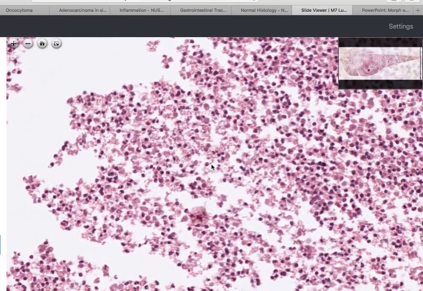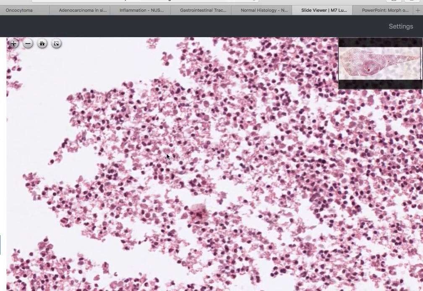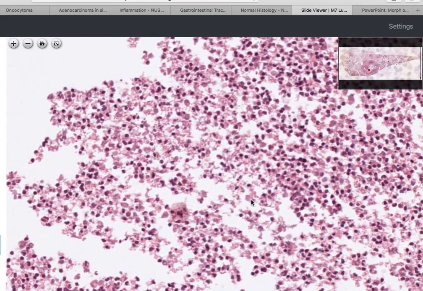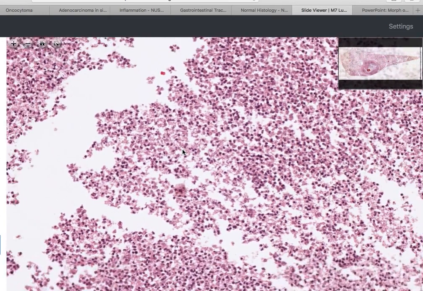And also there are many areas where you just see this pale eosinophilic debris or cytoplasmic debris or remnants, but without any nuclei. So these are necrotic debris. So you have basically a collection of inflammatory cells, leukocytes, namely neutrophils as well as macrophages, and also necrotic debris.